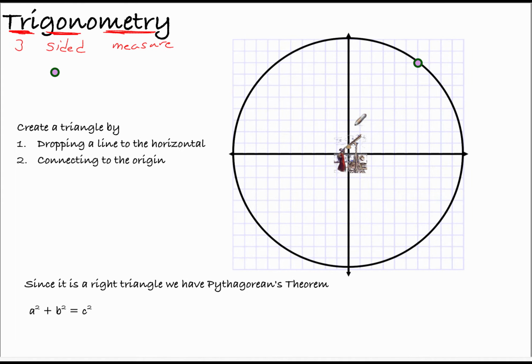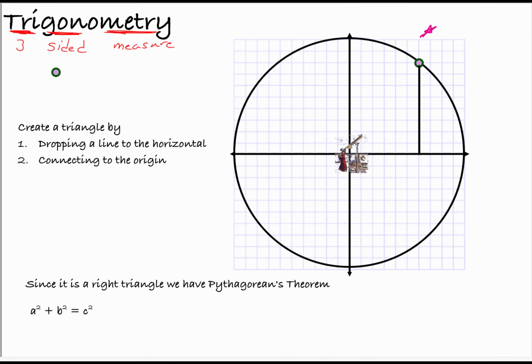So as you saw, we had our man with his sextant looking up at a star. So what they would do is they would drop a line to the horizontal. Hey, that looks familiar. Isn't this what we did in that little lab? So we're going to drop a line there. Let's make that line stand out a little bit. And then we would connect it with the origin, because that was where he was looking from. And voila, we've created a triangle.